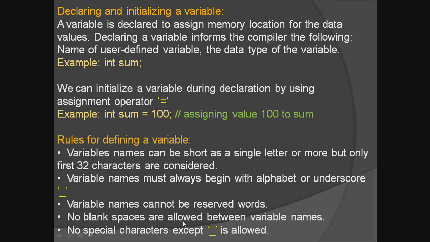No blank spaces are allowed between variable names. You have to continue the variable names using an underscore. No special characters except underscore are allowed. If you need to separate the variable names, you need to use an underscore, or you have to join them. After the alphabet or underscore, you can also use more letters or digits. Digits, numbers can also be allowed, provided they are not used first.